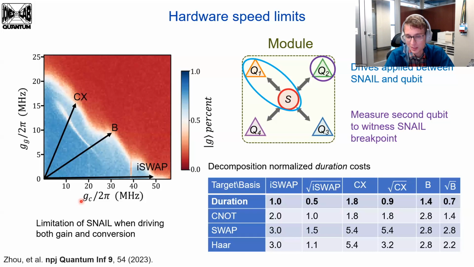So using this plot, we can get normalized durations. So we have an expected time to complete a gate. We normalize to I swap having a time of a single cycle, and then we can say all the square root components have half the time of their full gates, and we also can see that the C naught and the B are slower than the I swap.